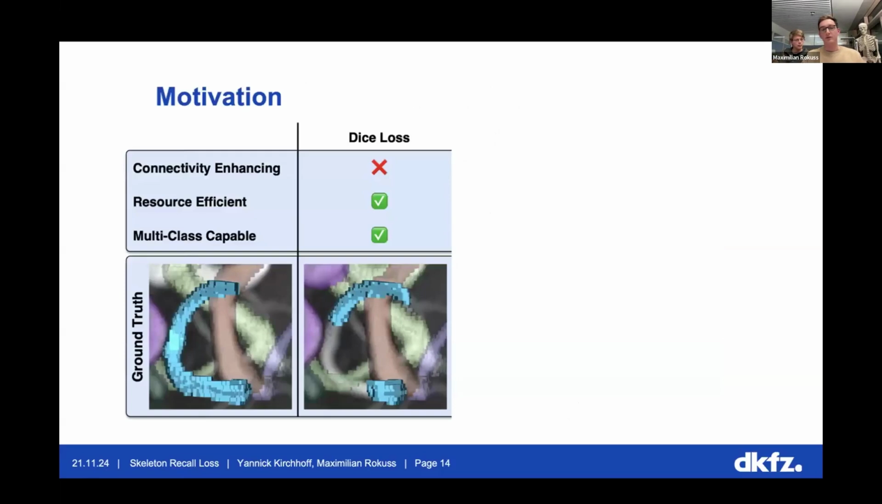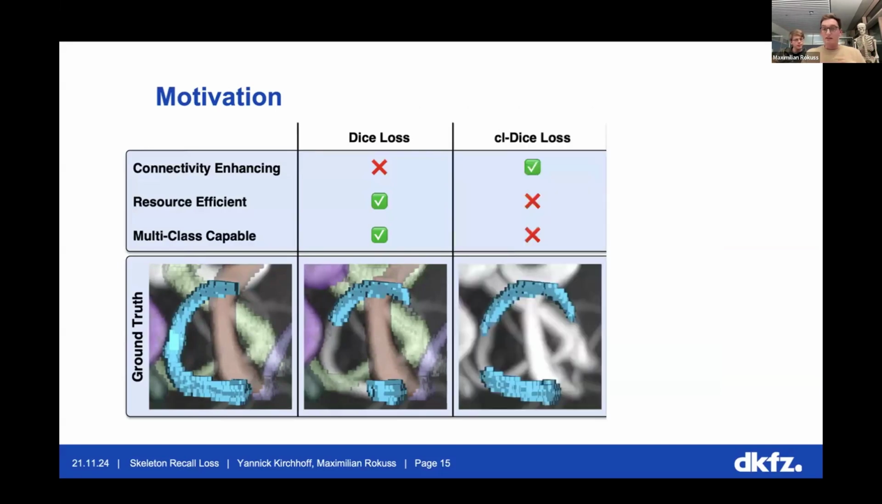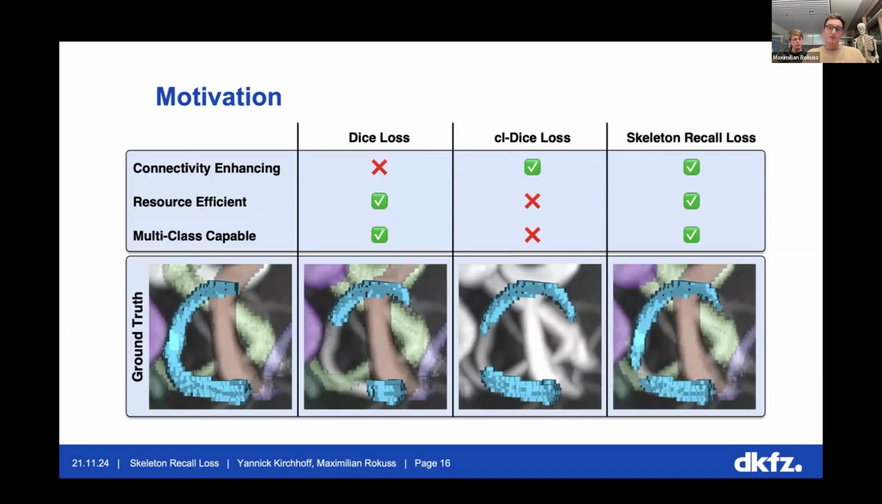Looking back at what we talked about so far, we have the main motivation for the paper that you want to have a structure which is thin and elongated, segmented. You cannot really use the dice loss, although it's resource efficient or can do multi-class, but it doesn't enhance your connectivity. Then again, the CL dice loss is at hand, which enhances your connectivity, but is not resource efficient and multi-class capable. And our skeleton recall, basically we wanted to tick all the boxes right there. So do the connectivity enhancing and also the resource efficiency. And how did we do that?